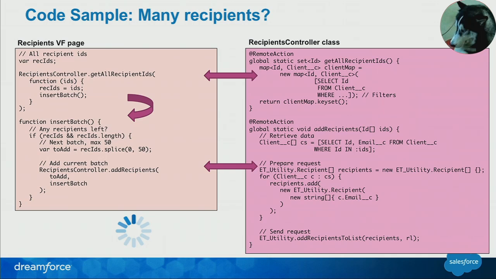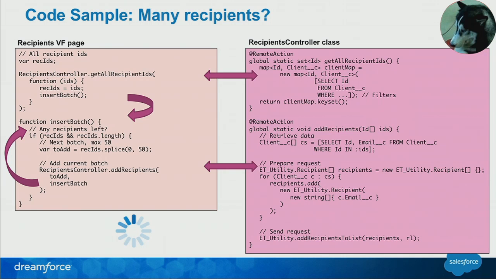And if you take a look at the last 3 rows of the JavaScript, the callback basically calls the insert batch again. So we recursively call the same method again, and we take the next 50 and the next 50, and in this way we avoid hitting the maximum HTTP callout limits.